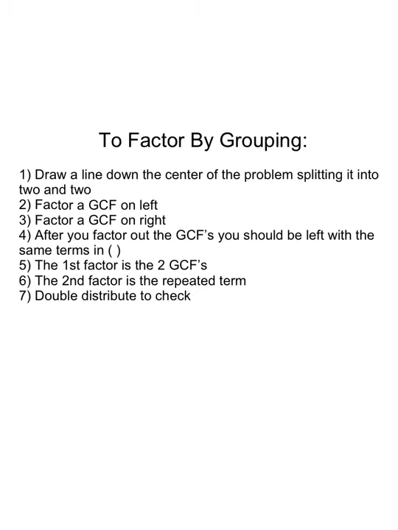The steps, which you might want to write down, is to first draw a line down the center of the problem, splitting it into 2 and 2. 2 terms on the left, 2 terms on the right. We're going to factor a GCF on the left and factor a GCF on the right. After you factor out the GCFs on each side, you should be left with the same terms in the parentheses. The first factor is the 2 GCFs that you took out, and the second factor is the repeated term. You can double distribute, or we can use the box method that we went over when we multiplied to check.